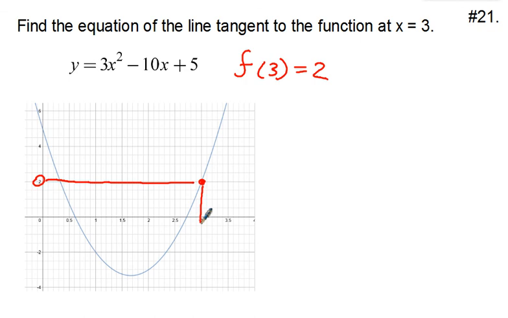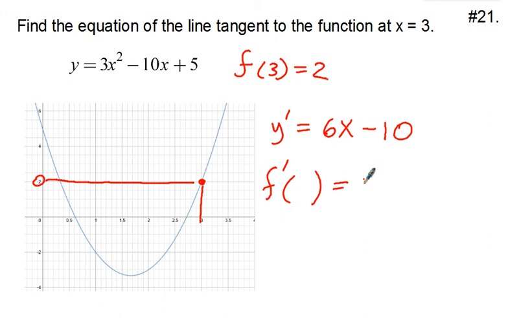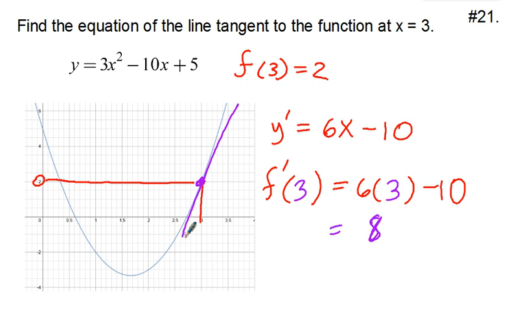Okay, next, let's calculate the derivative. We get 6x minus 10. We'll just switch back and forth, f prime, y prime, same thing. Let's go ahead and plug in 3. And we get 18, take away 10, so you get 8. Alright, so that tells us that the slope of the graph at that particular input is 8.